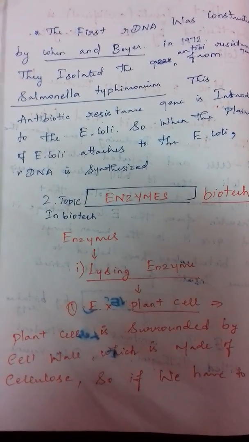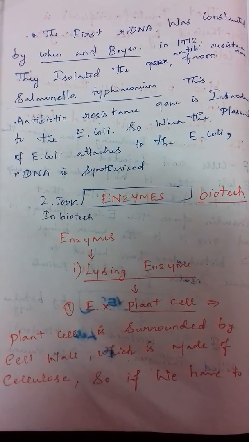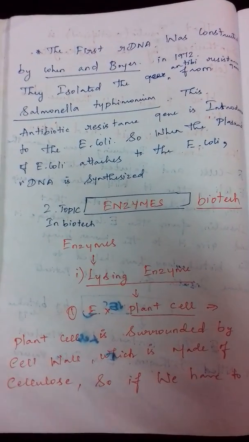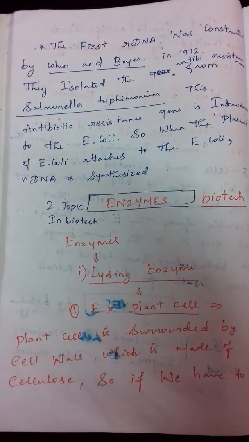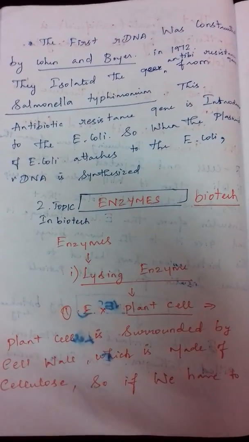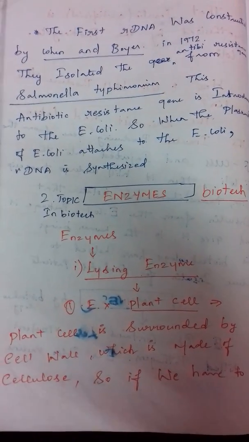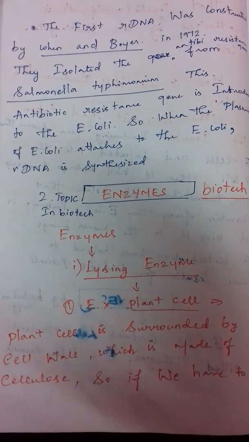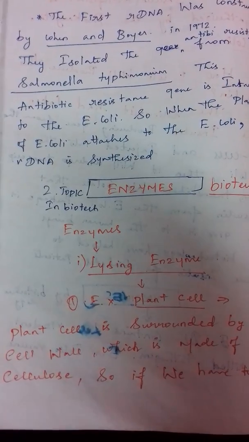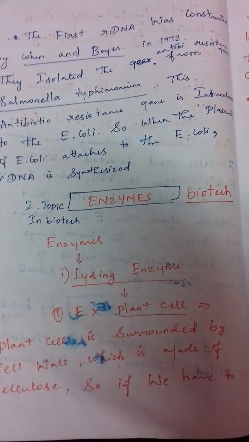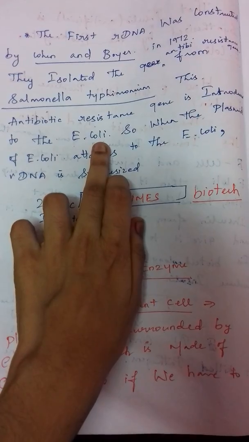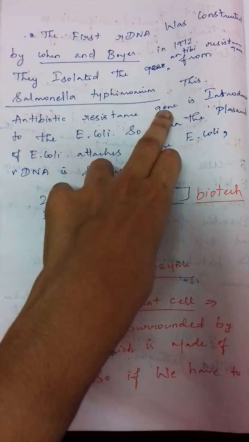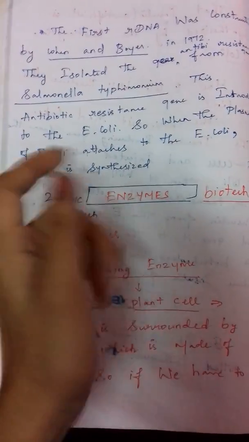What they did was isolate an antibiotic resistance gene from Salmonella typhimurium and transfer it into E. coli. You know about the vector. A vector carries the substances which have to be transferred to the recipient. E. coli here is the recipient. So we take the antibiotic resistance gene, and the vector carries it and gives it to the E. coli.